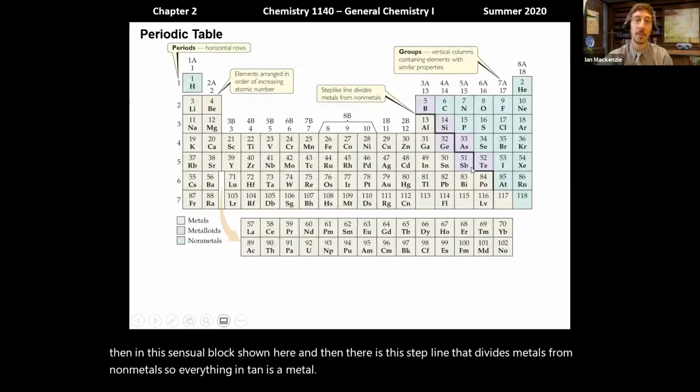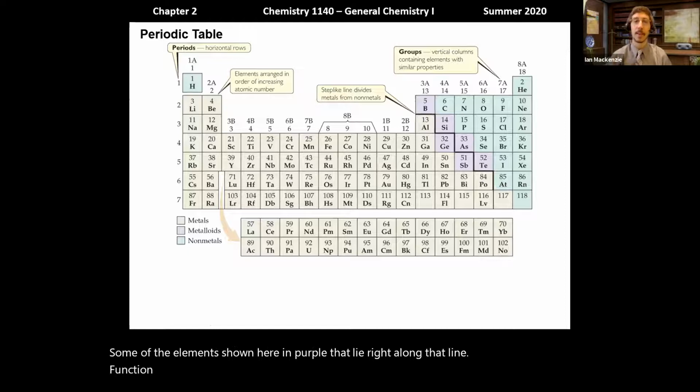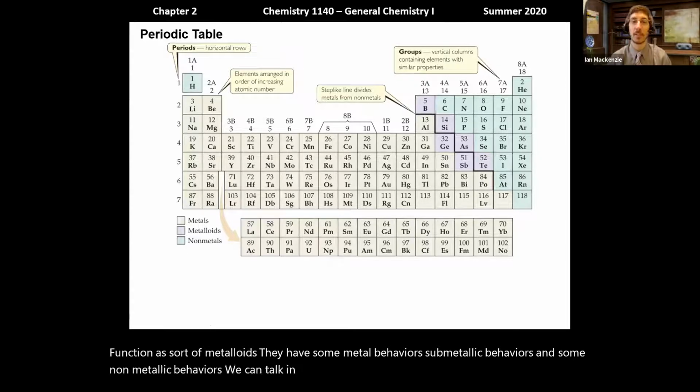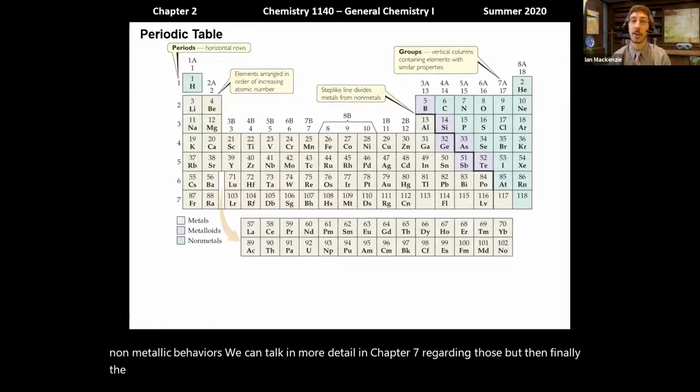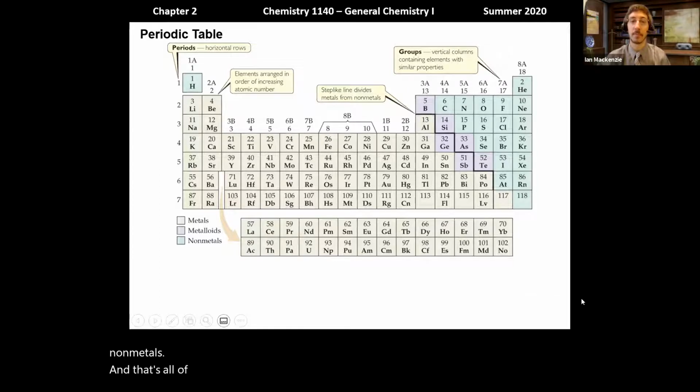Some of the elements shown here in purple that lie right along that line function as sort of metalloids. They have some metallic behaviors and some non-metallic behaviors. We can talk in more detail in chapter 7 regarding those. But then finally, the elements on the right side of the periodic table are referred to as main group elements or non-metals. And that's all of the elements shown here in green.